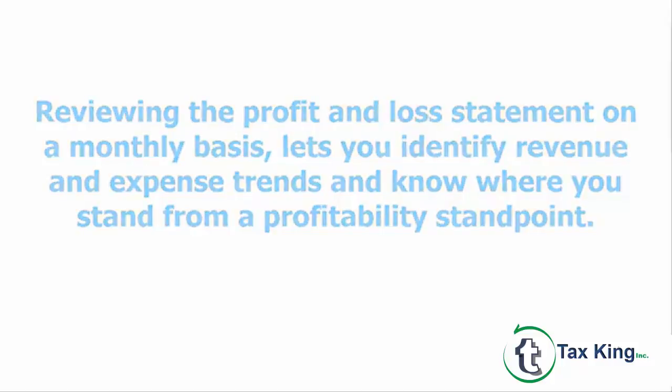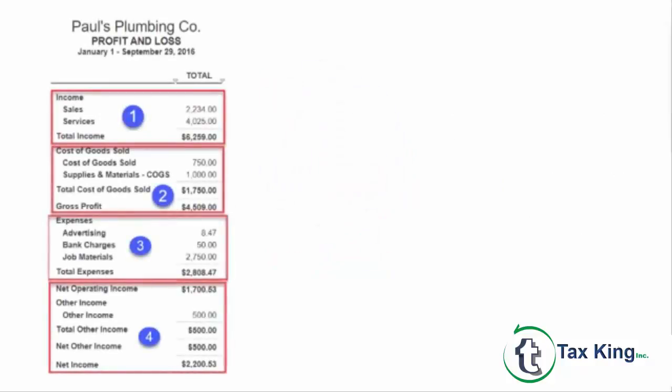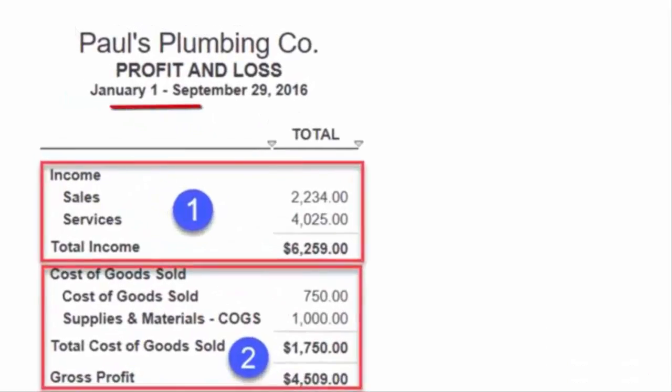To help demonstrate the components of the profit and loss statement, we will use a fictitious company, Paul's Plumbing. Below, I have identified 4 sections of the profit and loss statement for Paul's Plumbing. This statement is for the period January 1st through September 29, 2016. Section 1 shows the revenue earned from the sale of products and services for this designated time period. Paul's Plumbing had a total revenue of $6,259.